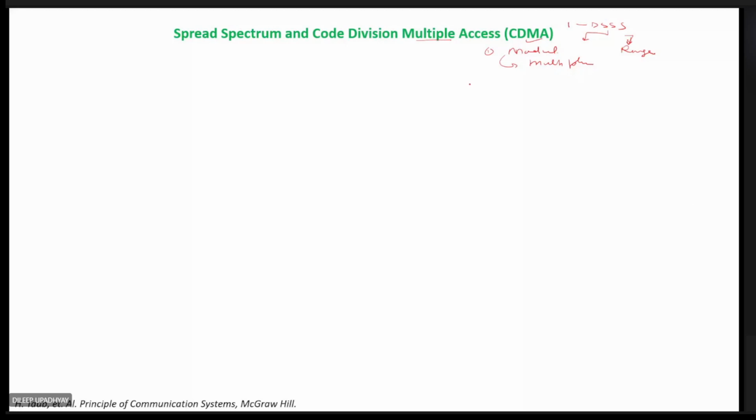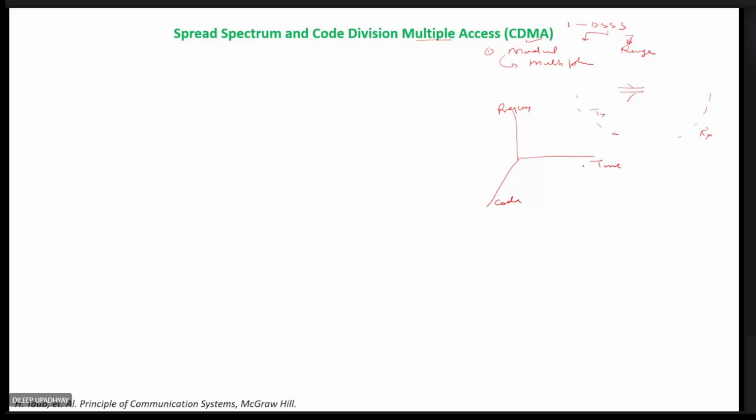In multiple access, what happens? Last time I told you that if you consider three axes, this axis we consider as code, this axis as time, and this axis as frequency. Then, suppose in satellite communication there are a number of users, that is, transmitters, and a number of receivers, and they can even transmit and receive. Duplex type of communication is there.